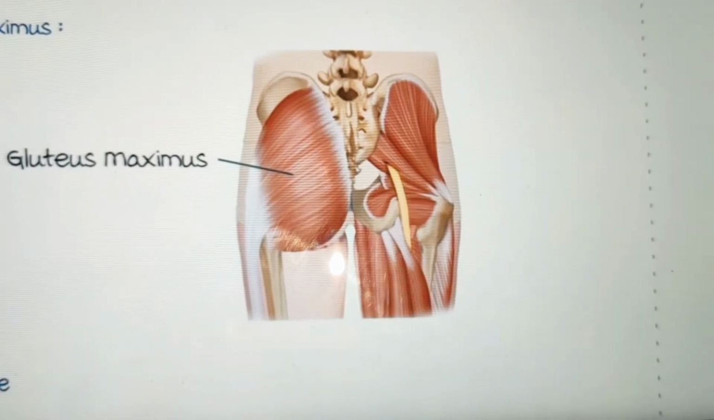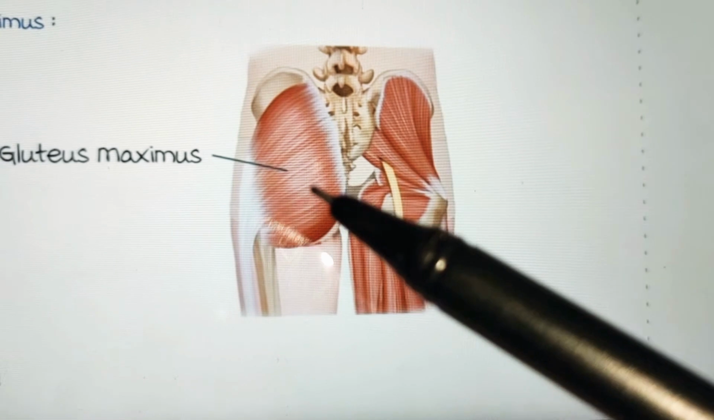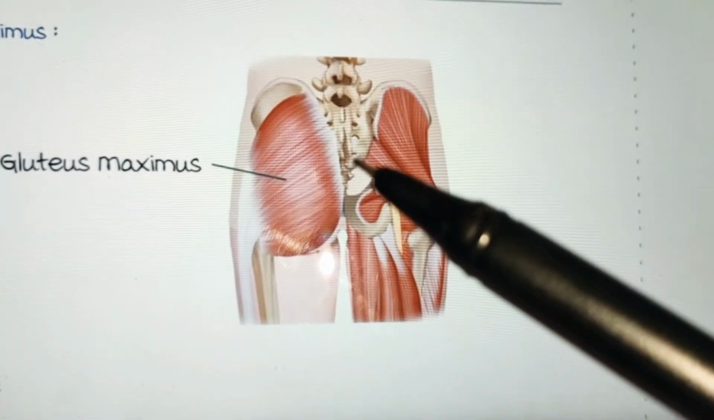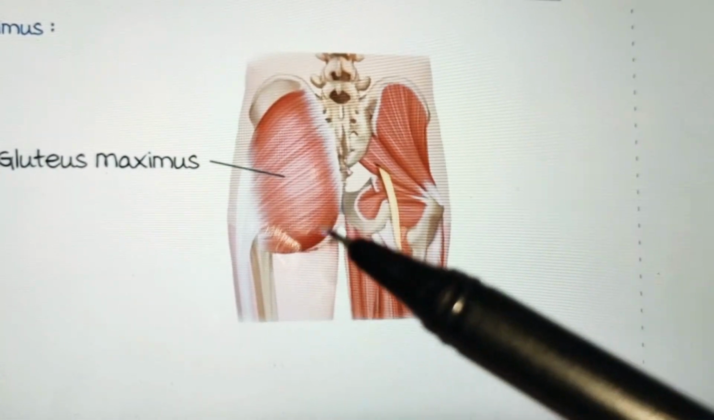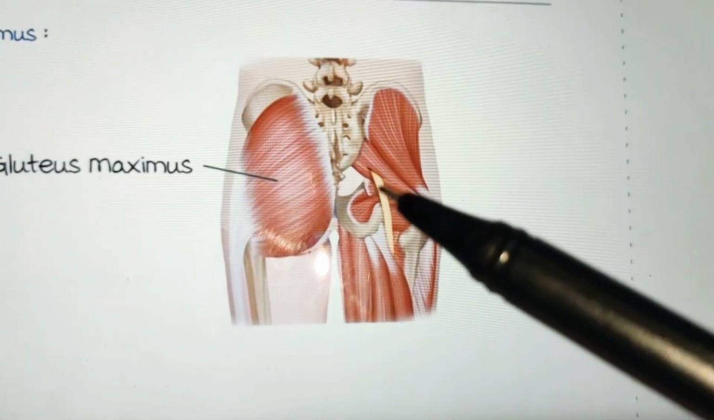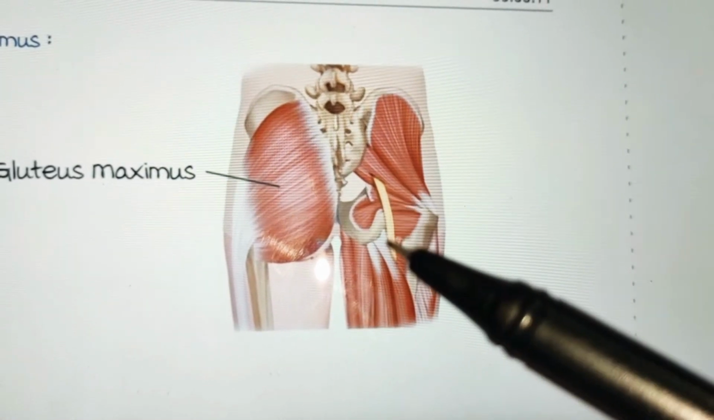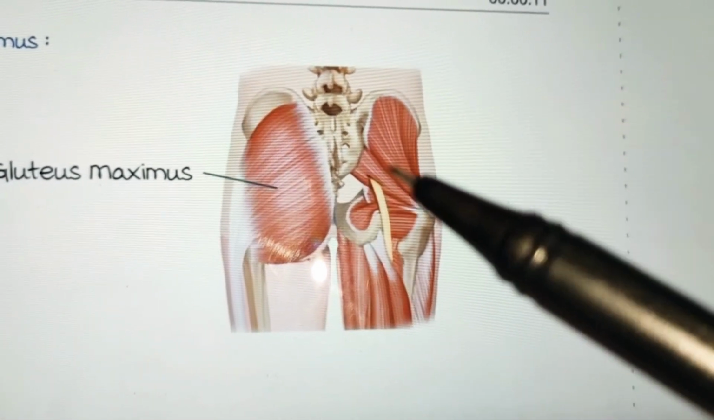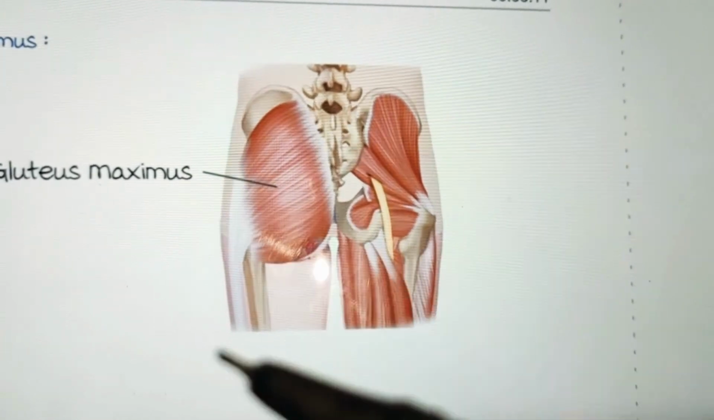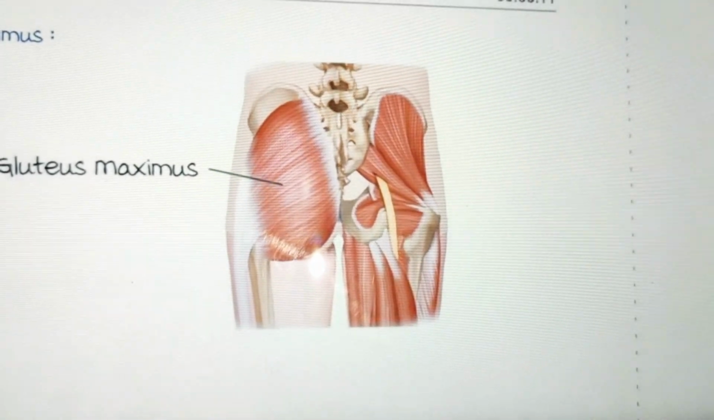So you can see here, this is the bulkiest muscle, the gluteus maximus, which is coming from the ilium, also from the sacrum and also from the coccyx. And you can also see this yellow ligament here, this is called the sacrotuberous ligament. So these are the points of origin for the gluteus maximus. Where it will go and insert, I will show you in another diagram.